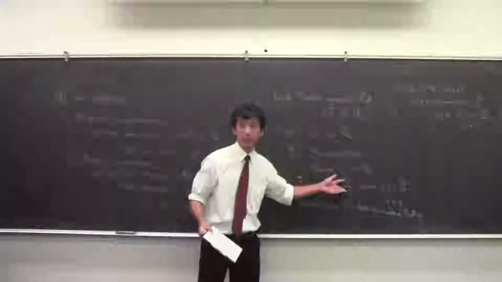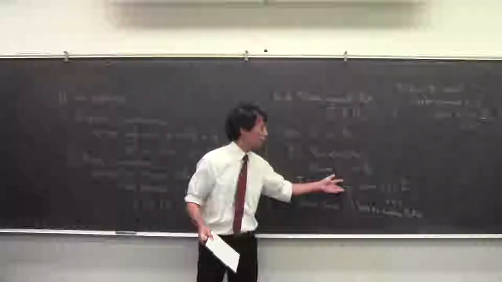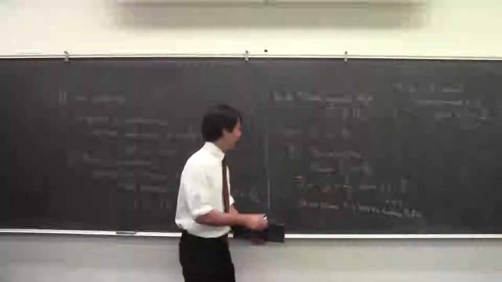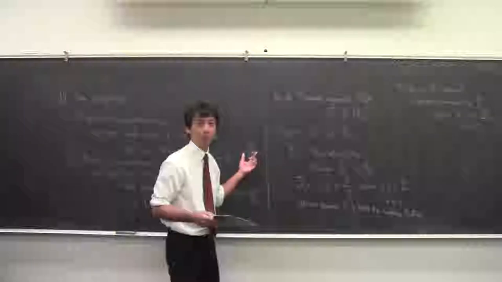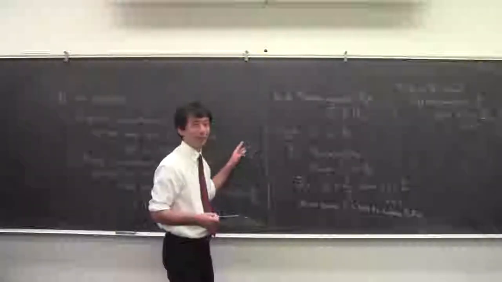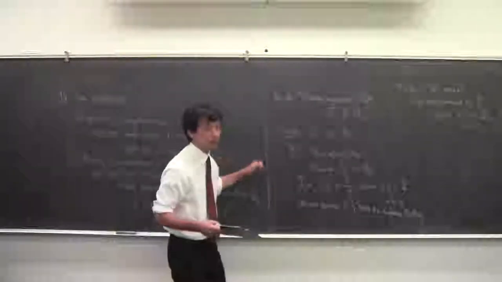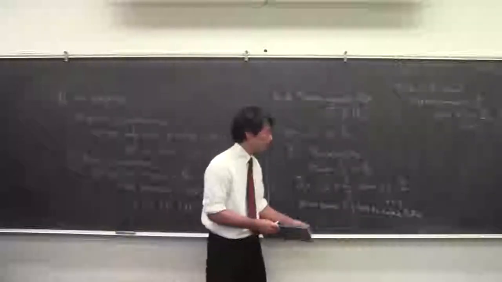Because if they have common factors, suppose you have 2 over 4, well, just divide the top by 2 and the bottom by 2 also, right? Divide them both by 2. Just divide by that common factor.